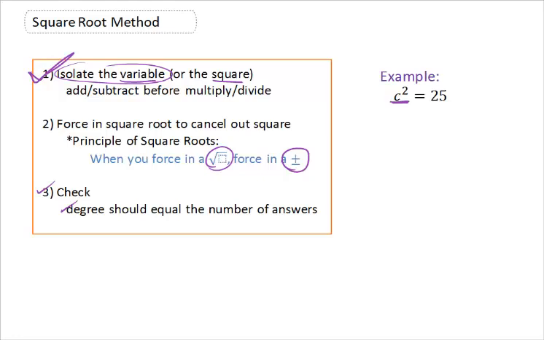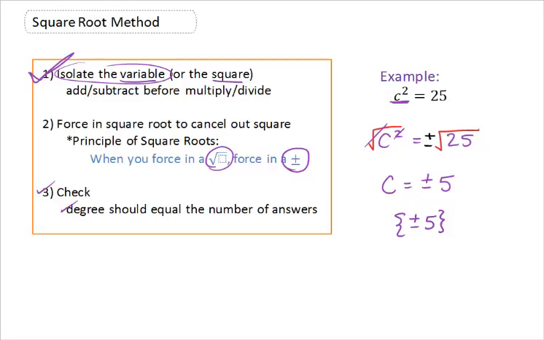Now, to get rid of that square, I am going to force in a square root on both sides. So square root on the left and square root on the right. When you do that, you must also force in both a positive or a negative. Now I can simplify what I have. On the left, the square and the square root cancel out, leaves me with c. On the right, I have both plus or minus, and the square root of 25 simplifies down to a 5. So my solution set is both positive and negative 5 in the braces.